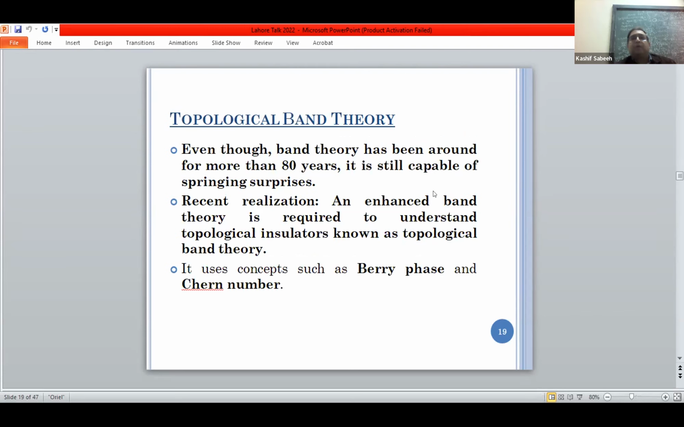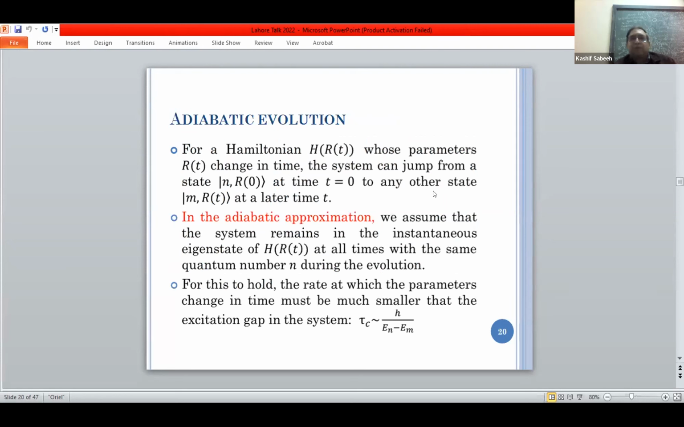So I'll introduce quickly what Berry phase is, and what that requires is a background in which most of us are familiar with quantum physics, the adiabatic evolution of states. So if you have a Hamiltonian which depends on some parameter, which is a function of time, so it's a time-dependent Hamiltonian.